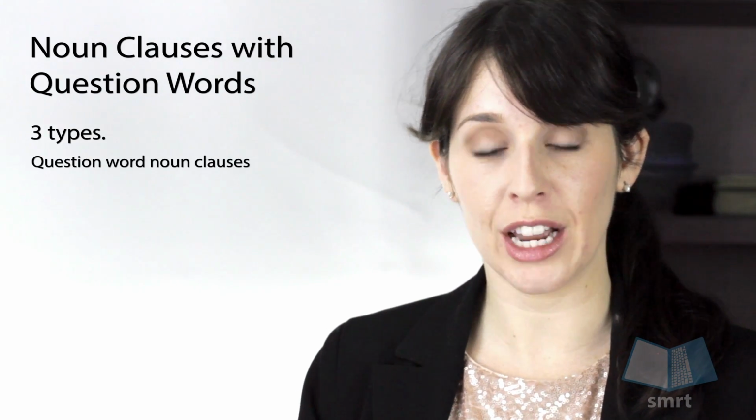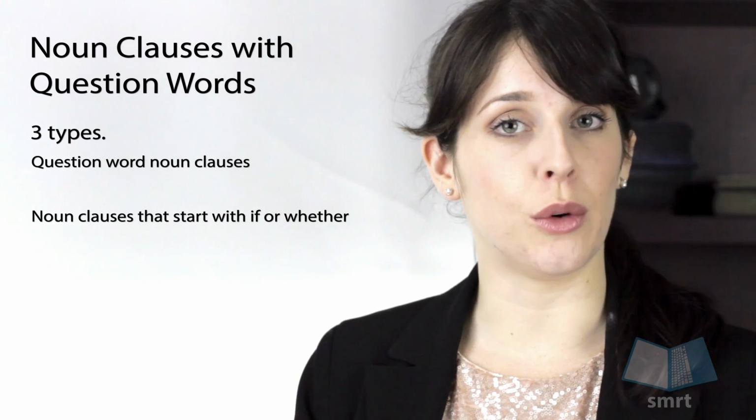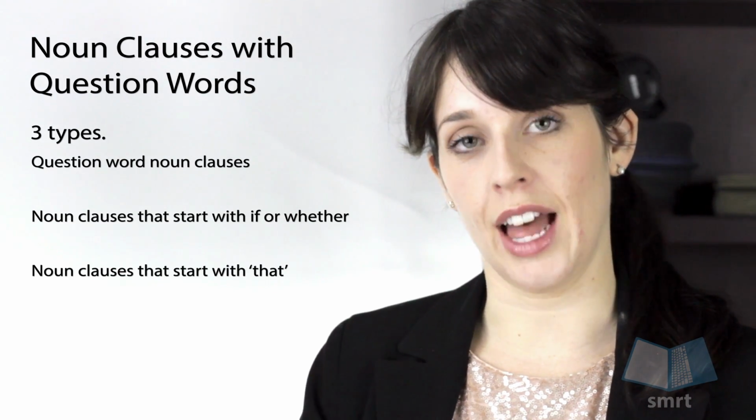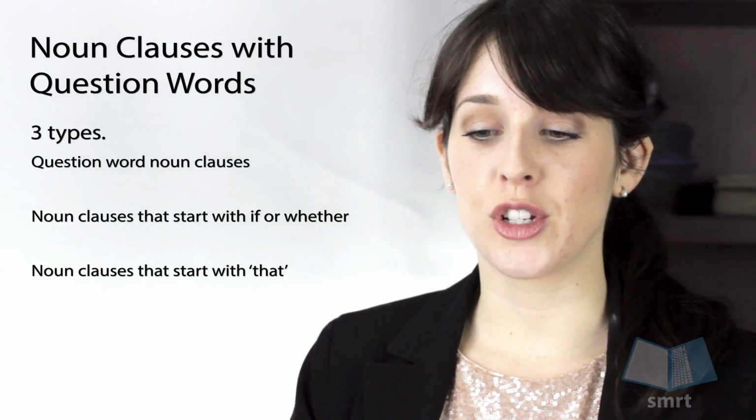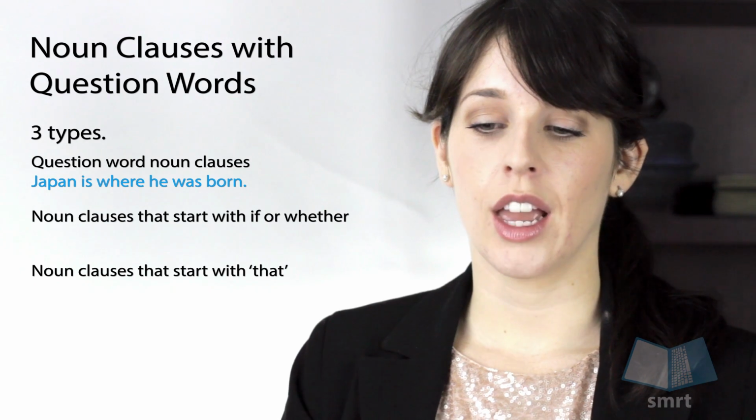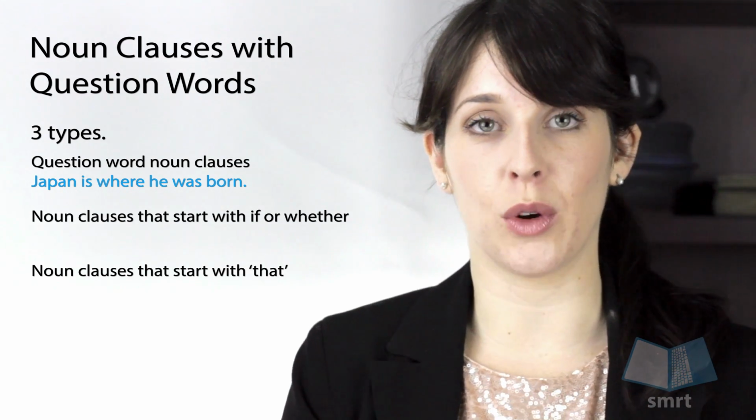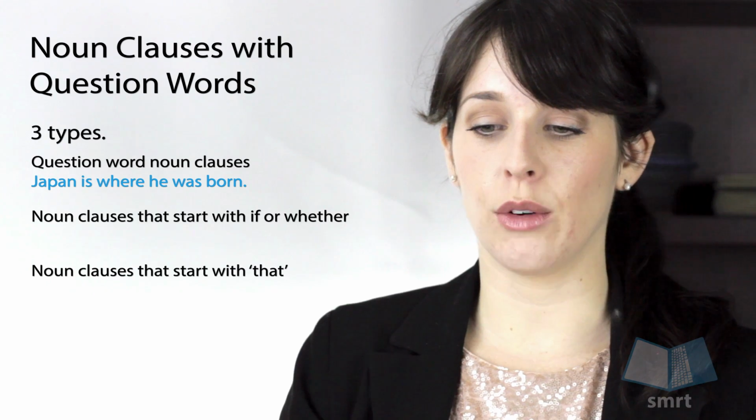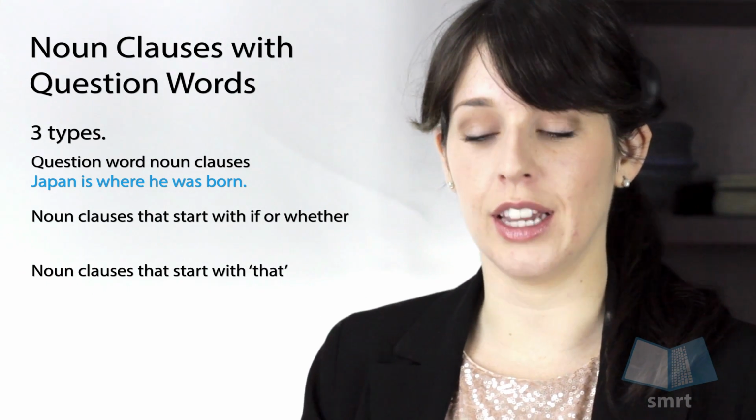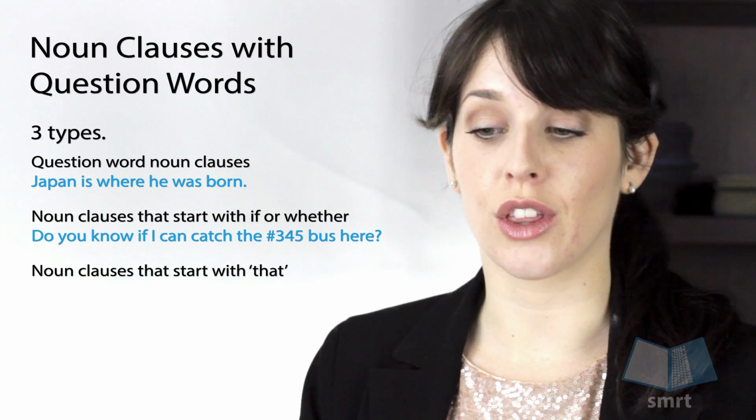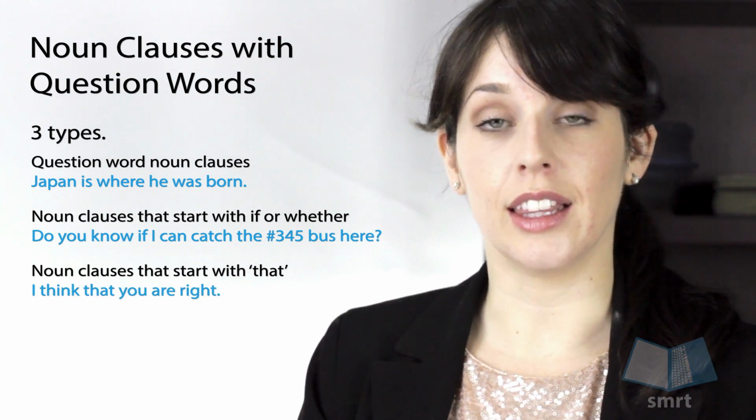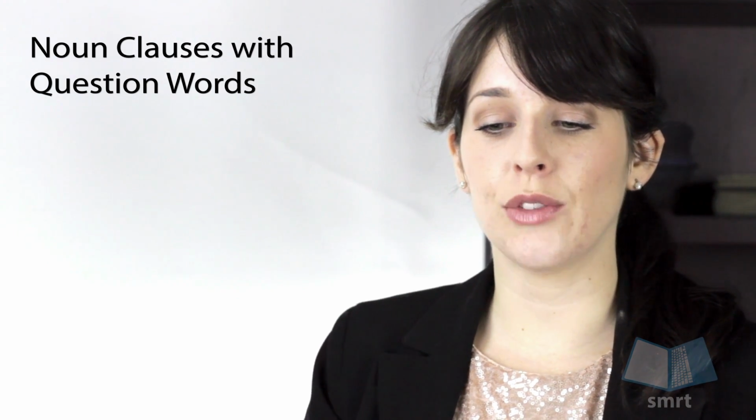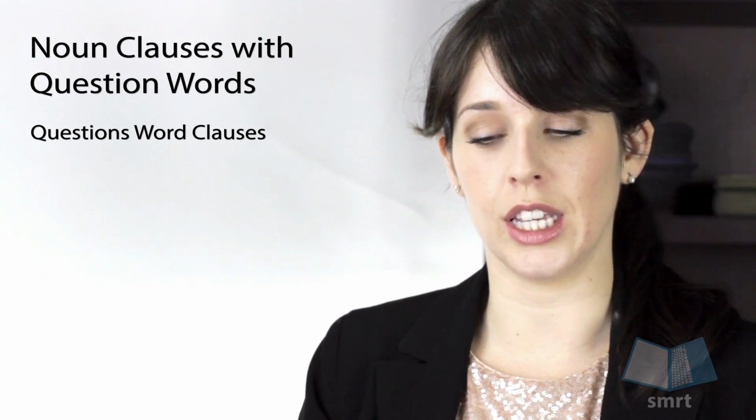We have question word noun clauses, noun clauses with if or whether, and then noun clauses with that. So question word noun clauses, as a quick example, Japan is where he was born. It's a question word noun clause because we have a question word, where. Now noun clauses that start with if or whether, an example, do you know if I can catch the 3:45 bus here? And then a noun clause with that, I think that you are right. Now in this video we will only focus on the question word clauses, and then in the next video we'll focus on the other two.